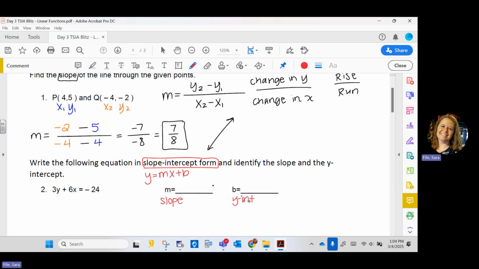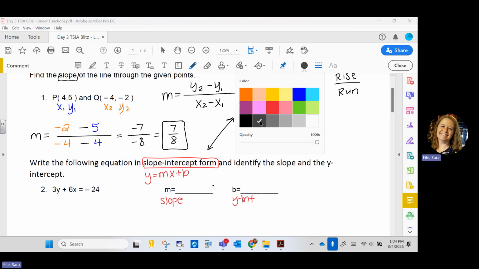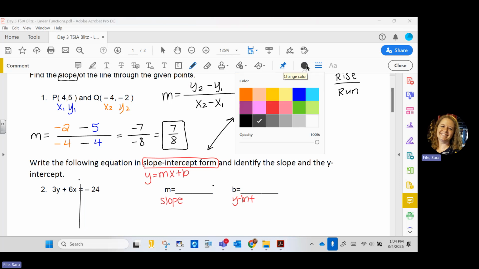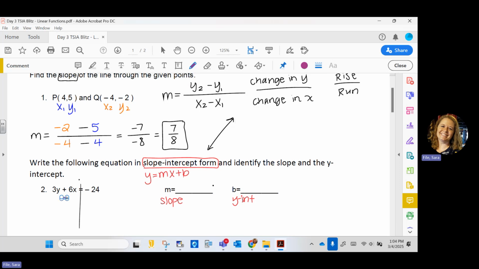Okay, so I'm going to take this equation over here. If you need to draw a line down the equal sign to separate, you can. Okay, and then I'm going to move things around to get this solved for y. So first, I'm going to move the x term by subtracting, because that's the opposite operation here. So I'm left with 3y. Now the 24 and the 6 cannot combine because one has an x, one doesn't. So I'm going to write the x term first and then the constant.